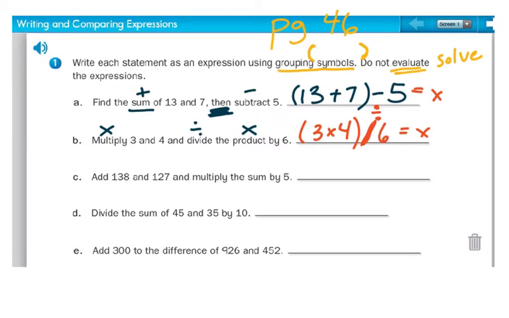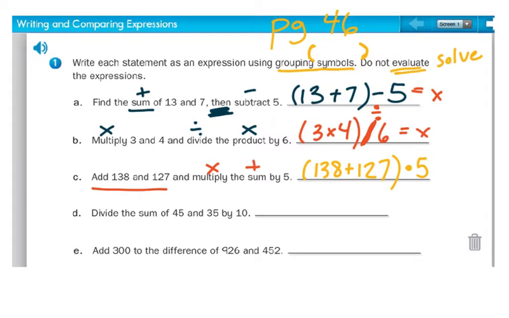1C, add 138 and 127 and multiply the sum by 5. So I'm going to add together these two numbers. 138 plus 127, and then multiply the sum by 5. So once I found the sum, which is in parentheses, I'll multiply by 5.